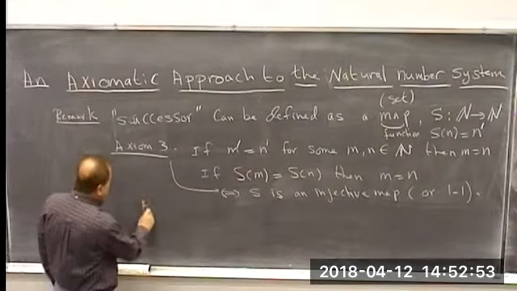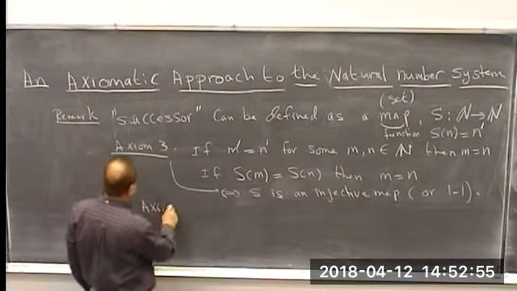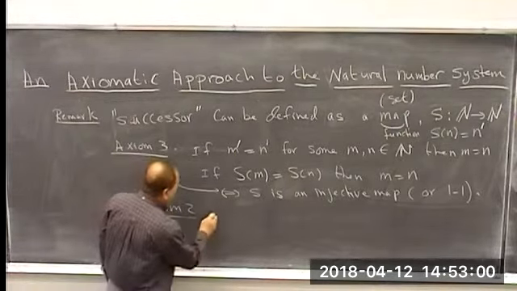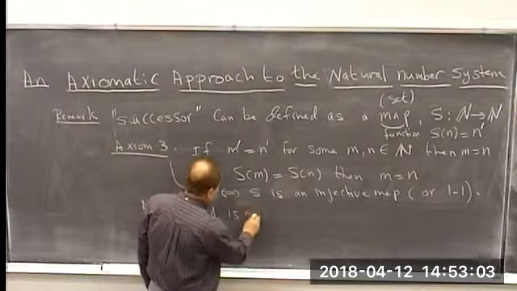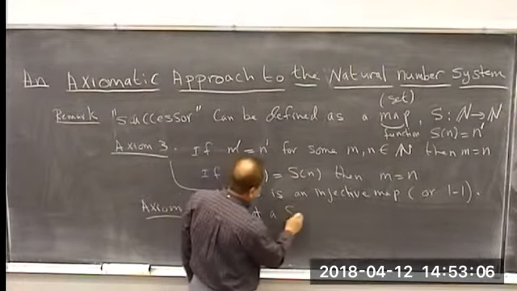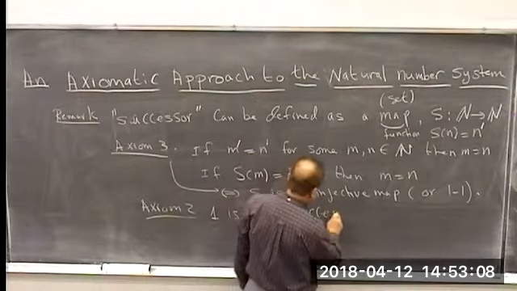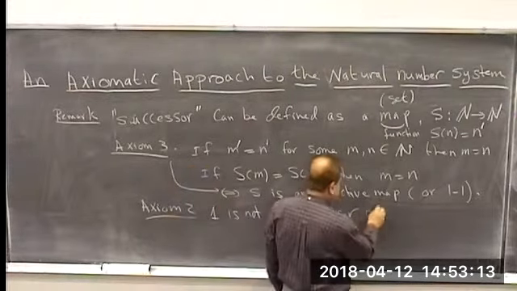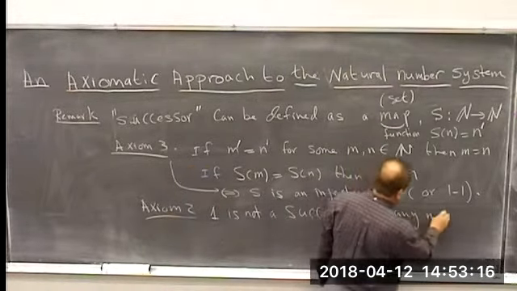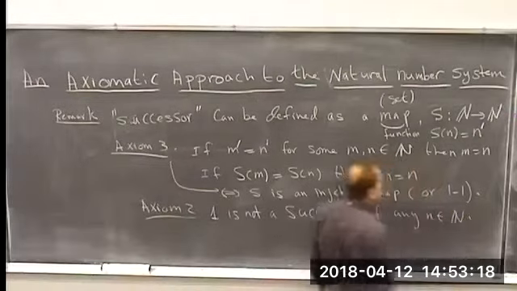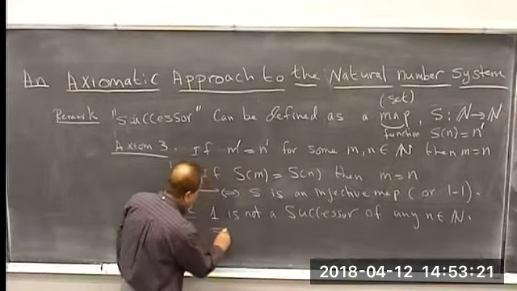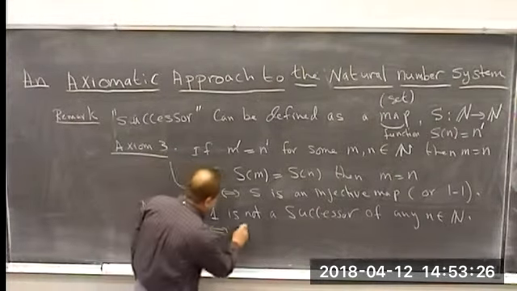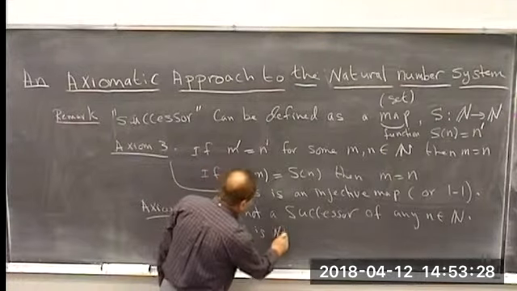Axiom 2, which says that 1 is not a successor of any n in N. This is equivalent, again using the successor map or successor function, to saying that S is not surjective.